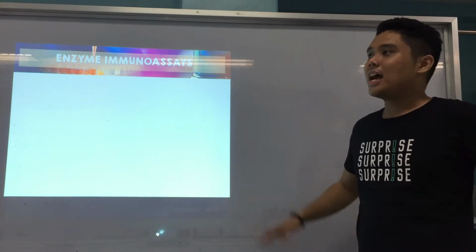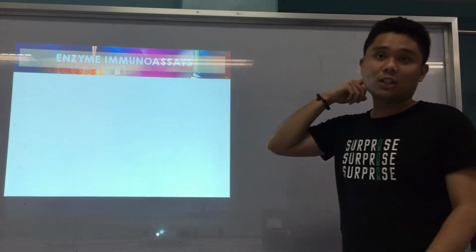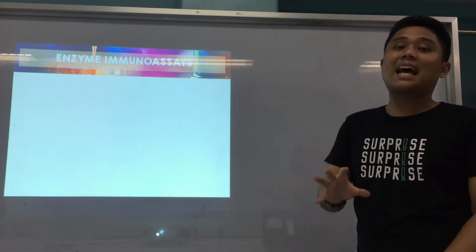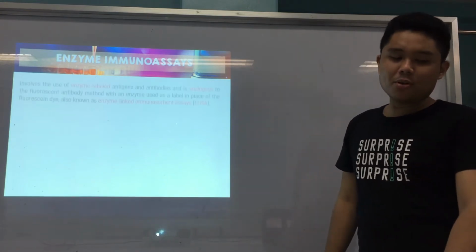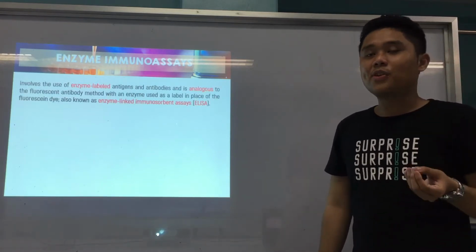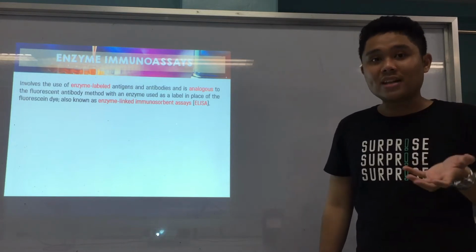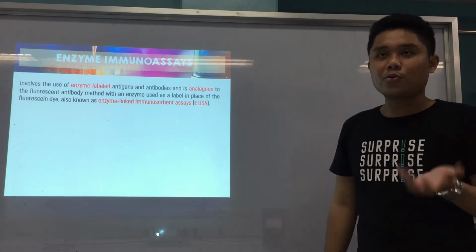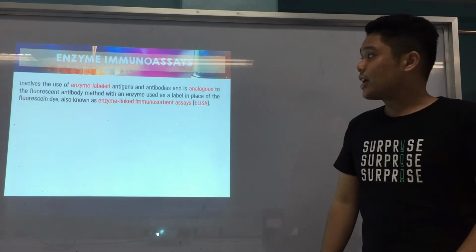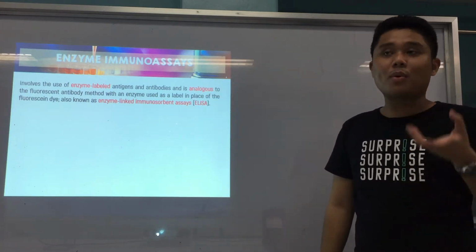And for this lecture, we're going now to discuss the last type of immunoassay, and that is your enzyme immunoassays. Now, enzyme immunoassays follow the same principle as your fluorescent immunoassays. But the difference is, instead of using fluorochromes or fluorophores, we now use enzymes. So the antigens and antibodies are labeled with your enzymes.